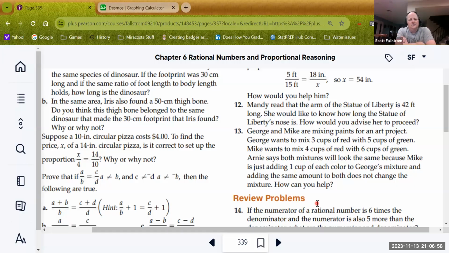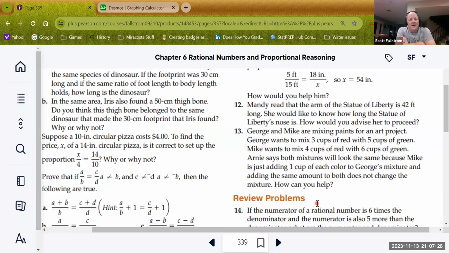Well, since we're in a section on proportional reasoning, there's almost a nudge here to say, I wonder what we could do with proportions. Sounds like Mandy figures out this arm of the Statue of Liberty is 42 feet long. So maybe you could use Mandy in this case. Like how long is Mandy's arm?